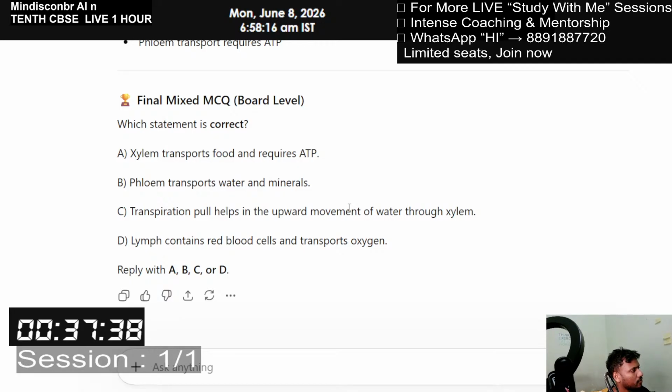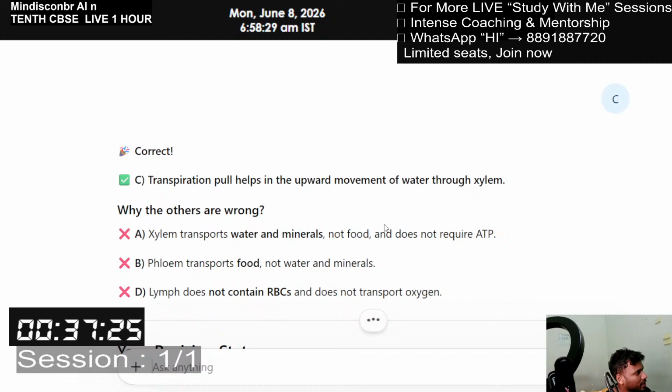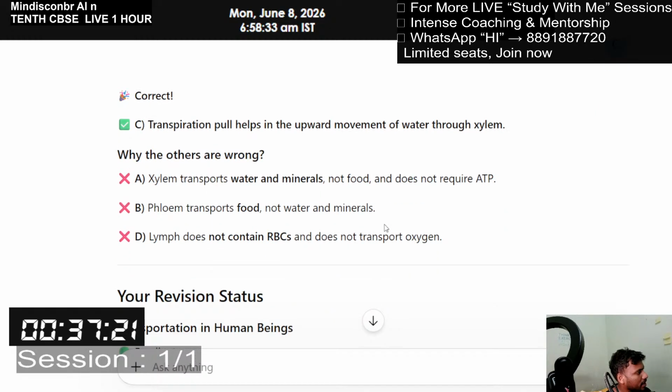Whereas lymph contains RBC and transports oxygen. No, lymph does not contain RBC. Instead, lymph contains WBC. So C will be the right answer. Transpiration pull helps in the upward movement of water through xylem. Why are the others wrong? Xylem transports water and minerals, not food, and does not require ATP. Phloem transports food, not water and minerals. Lymph does not contain RBCs and does not transport oxygen.